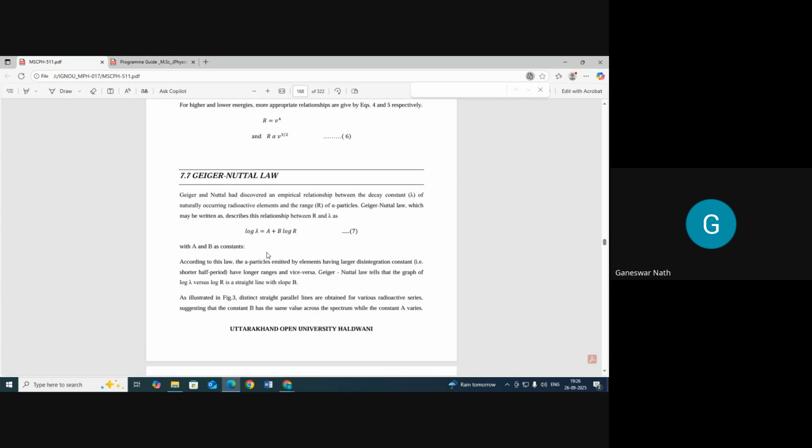So what the Geiger-Nuttall law tells us is that the graph of log lambda, the decay constant, versus log r is a straight line with a slope b. This is the graph of log lambda against log r. Here you can see this relationship, and this is like the equation of a straight line.